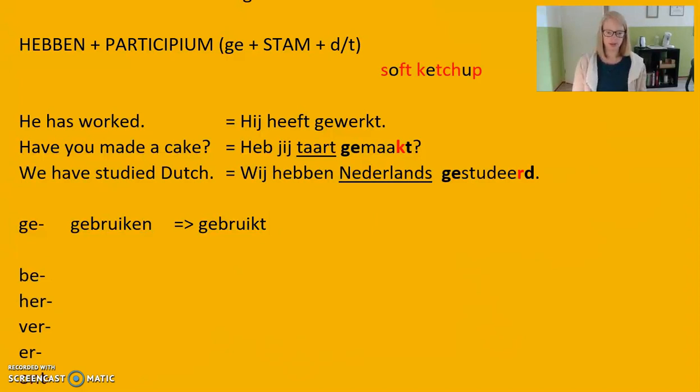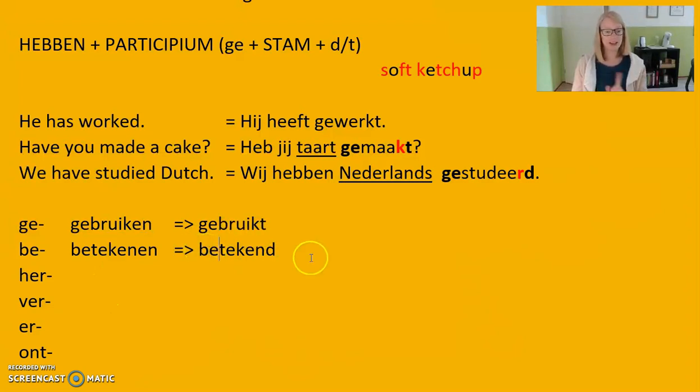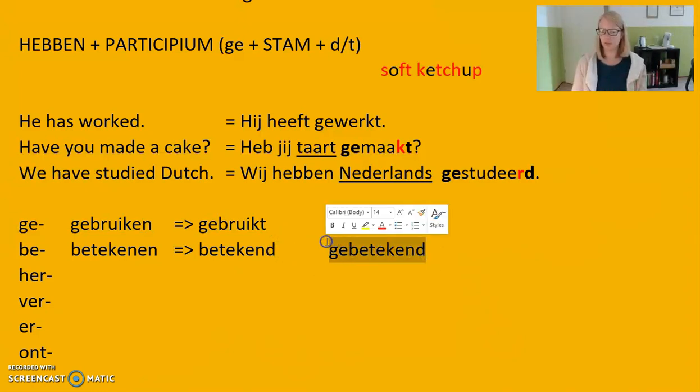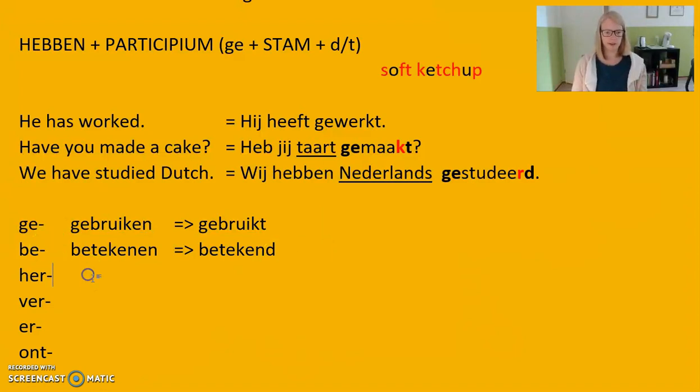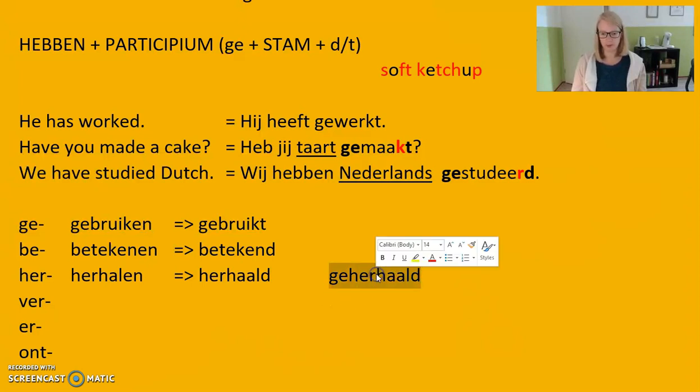If you have betekenen, which means to mean, then it would be betekent, right? So you have this syllable, so you don't add ge. It will not be gebetekend. No. Okay? So it becomes pretty long. We don't want it to be that long. I'll give another example. Herhalen, which means herhaald. So not geherhaald. No. We want it to be a bit shorter.